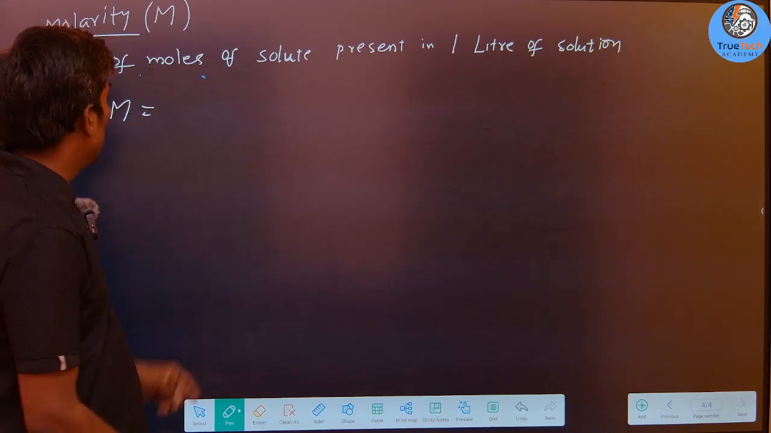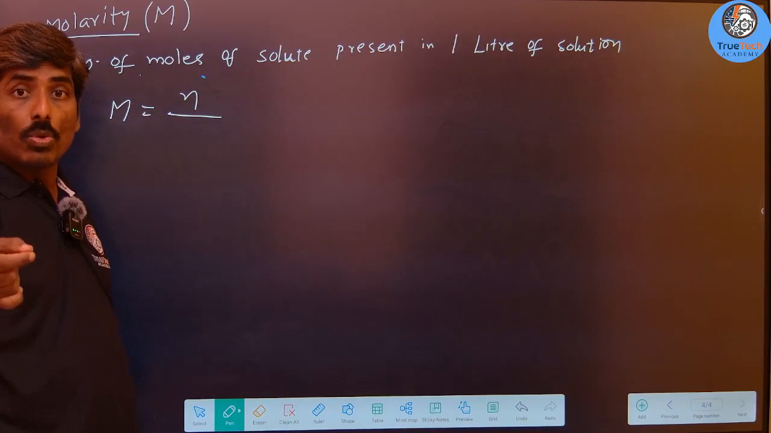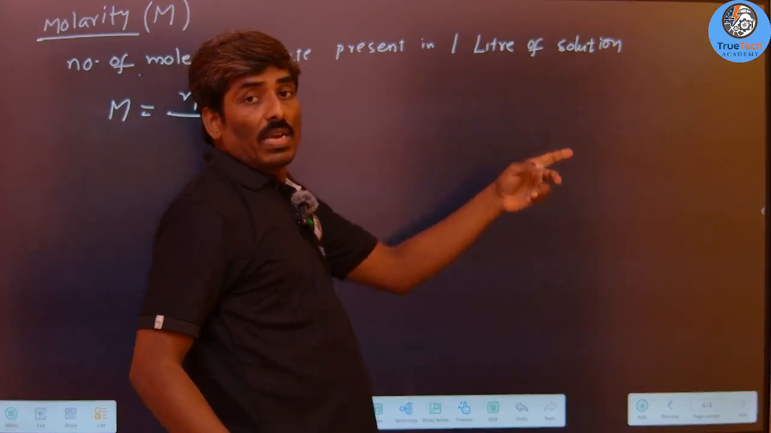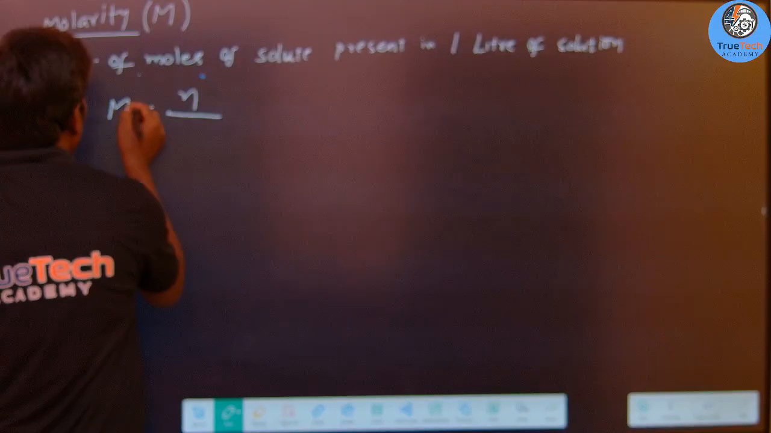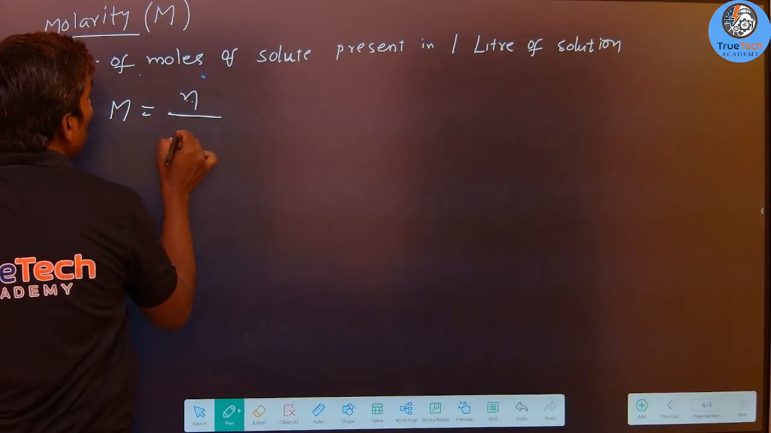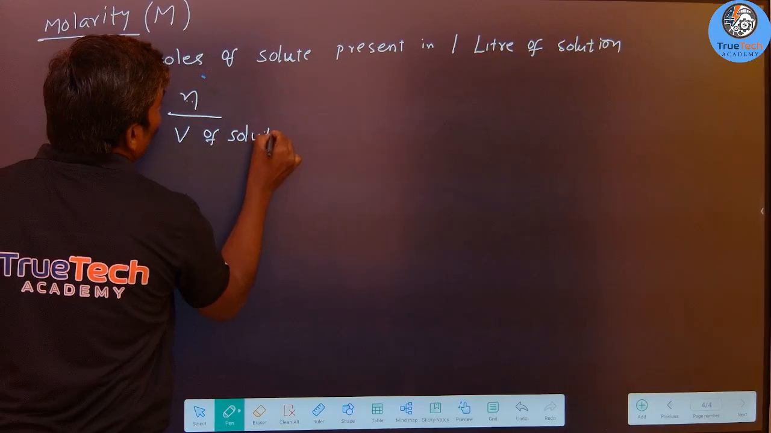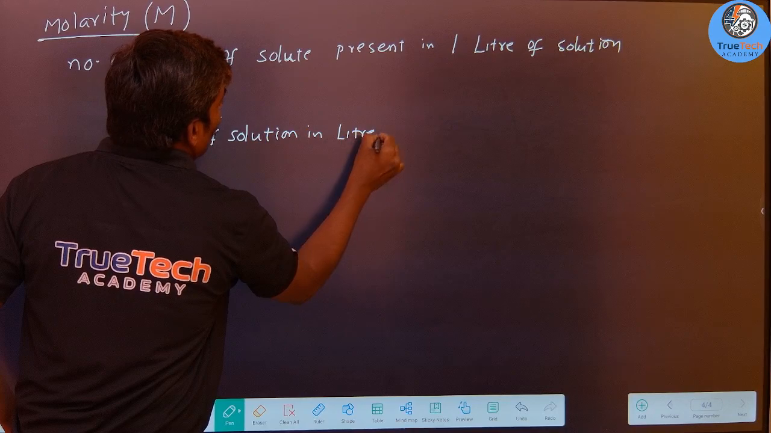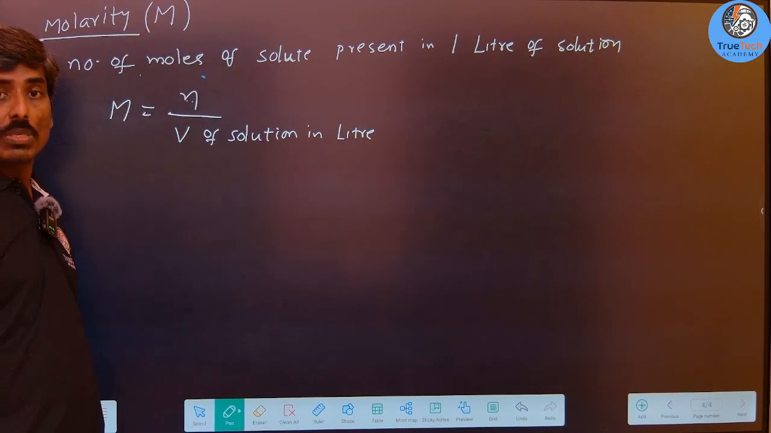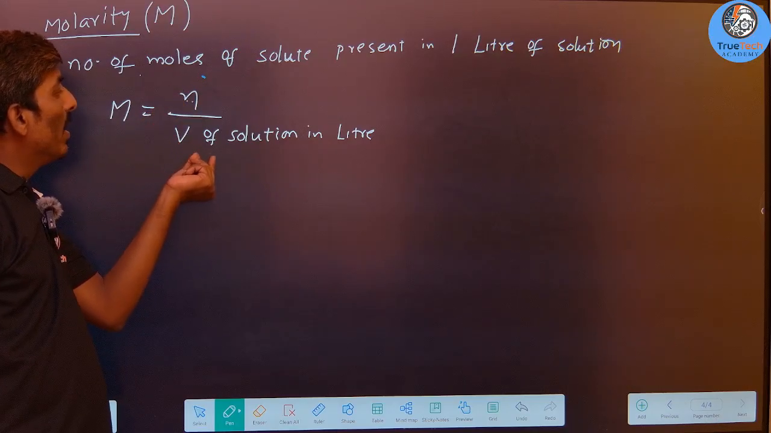number of moles. For moles, what is the formula? N, number of moles. Now present in where? 1 liter of solution. So molarity M equals moles by volume of solution, in what terms? In liters. So molarity equals N by V in liters. So this is the formula.